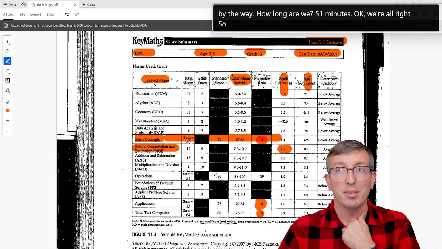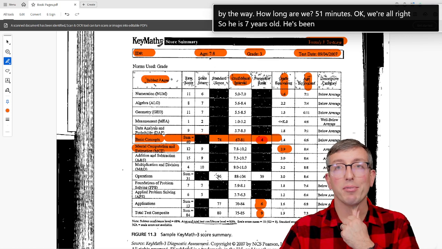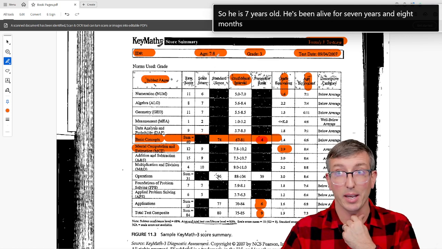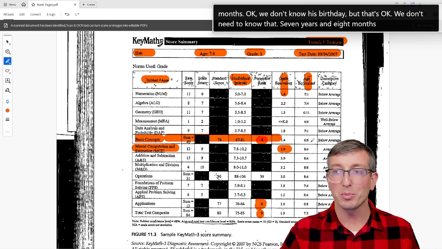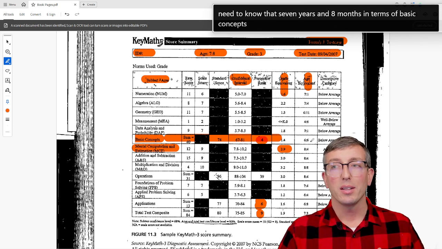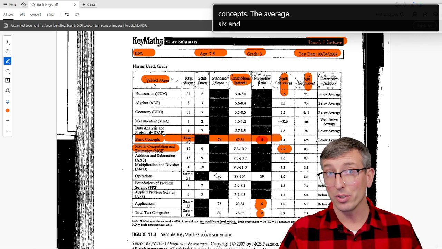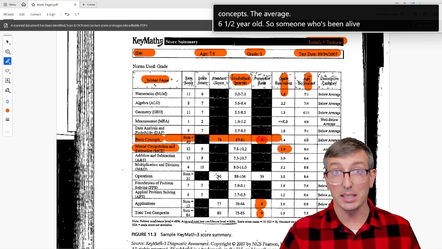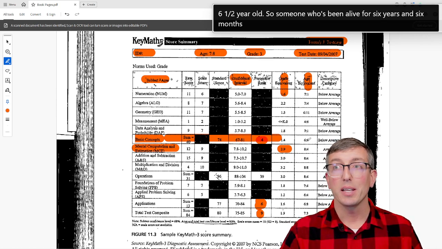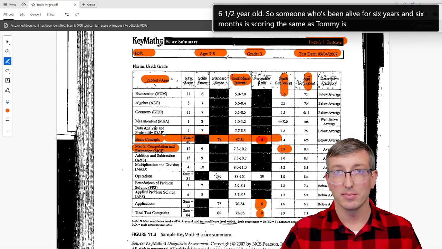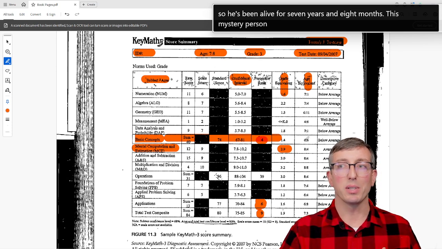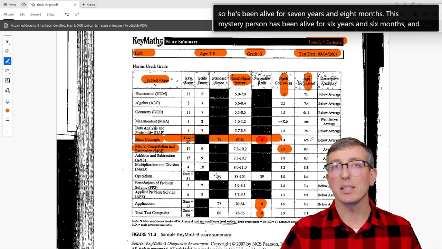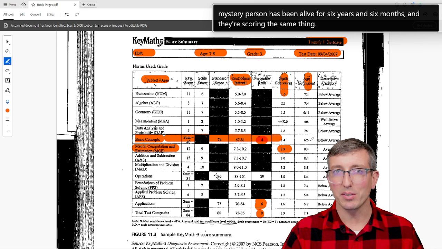So he is 7 years old. He's been alive for 7 years and 8 months. Okay, we don't know his birthday, but that's okay. We don't need to know that. 7 years and 8 months. In terms of basic concepts, the average 6.5-year-old, so someone who's been alive for 6 years and 6 months, is scoring the same as Tommy is. So he's been alive for 7 years and 8 months. This mystery person has been alive for 6 years and 6 months, and they're scoring the same thing. It's another way of saying that.